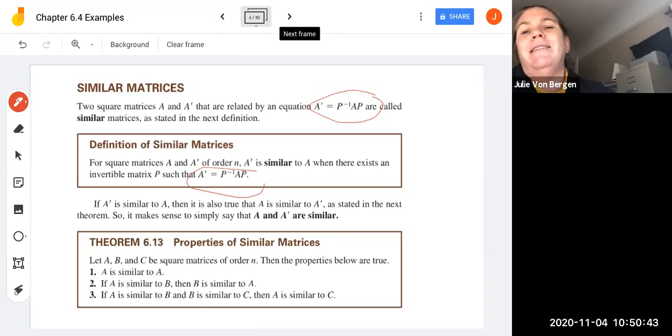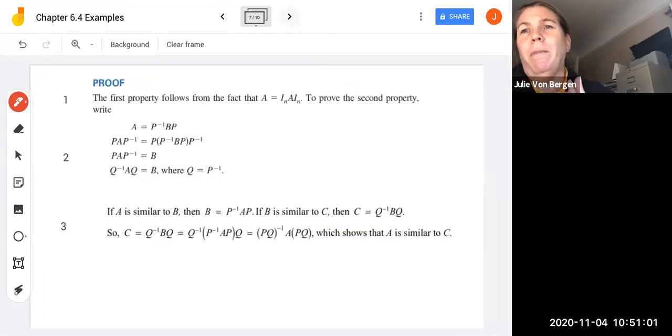And of course, it makes sense that A is similar to itself because you can use the identity matrix. If A is similar to B, then B is similar to A. That's our second property. And then our third property is saying if A is similar to B and B is similar to C, then A is also similar to C. So let's take a look at the proof of these properties.